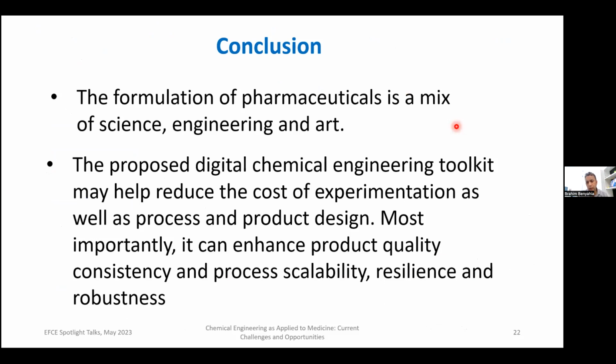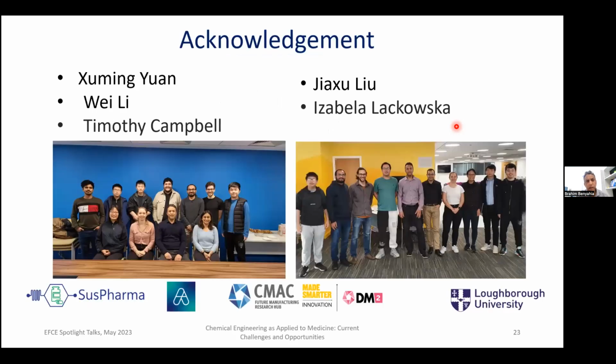So in terms of formulation, I gave you just a flavor of the formulation. The formulation of pharmaceuticals is a mix of science, engineering, and art. This is good news. That means chemical engineering may play a key role in developing the next generation formulations. The proposed digital chemical engineering toolkit that I have shown today may help reduce the cost of experimentation, as well as process and product design, but most importantly, it can enhance product quality, consistency, and process stability, resilience, and robustness, particularly when we have a market that is fluctuating quite significantly, or for clinical trials. With this, I'd like to thank my research team, particularly Jomin, Wei, Timothy, Jashu, and Isabella.